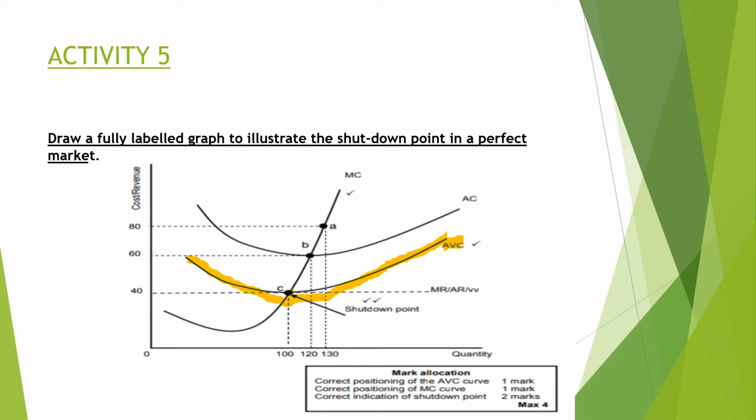So it should shut down at point C, whereby AVC is exactly equal to AR. So this firm is at its lowest point. They must shut down if it cannot meet its average variable cost. This is because average revenue is less than average variable cost. Firms will not keep on producing because the firm cannot meet its operational cost. Any point below the shutdown, the firm will sell no products at all.